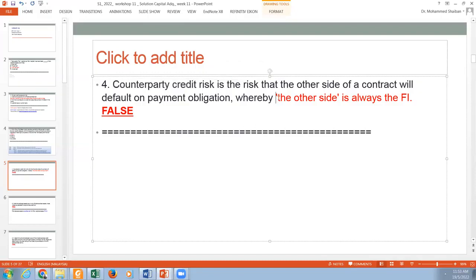So the other side is not always the financial institutions. The other side is the counterparty. So when we talk about counterparty, it is the other party who owes us.